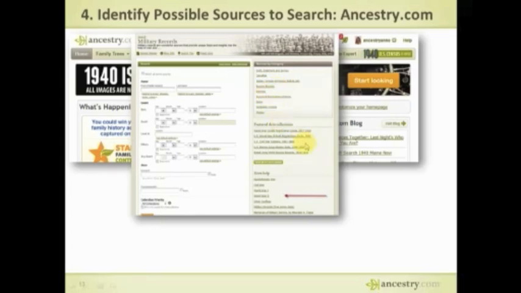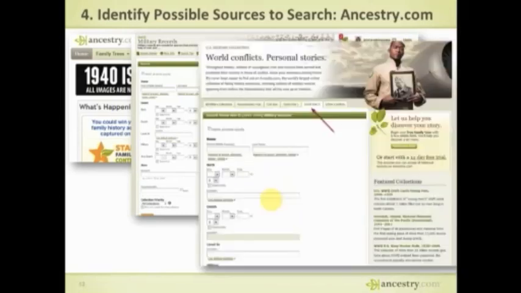Featured data collections. But what I'm going to recommend is if you're looking at a specific conflict, you go down here to more help, and it has Revolutionary War, Civil War, World War I, World War II, other conflicts. Click on one of those.